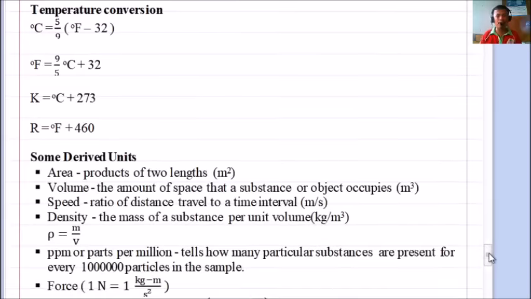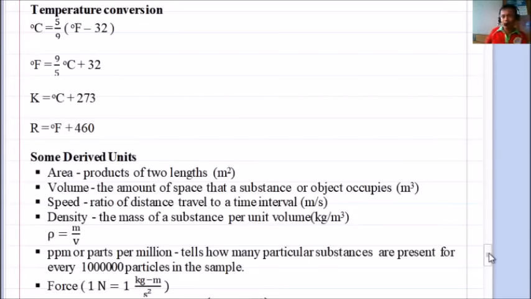So, now let's go to temperature conversion. Of course, as you all know, marami pong iba't ibang units ng temperature. We have the Celsius, Fahrenheit, Kelvin, and Rankine. We have the degrees Celsius and the degrees Fahrenheit having their relationship to each other. For the degrees Celsius, we have 5/9 times the degrees Fahrenheit minus 32. And then for the degrees Fahrenheit, that will be equivalent to 9/5 degrees Celsius plus 32.